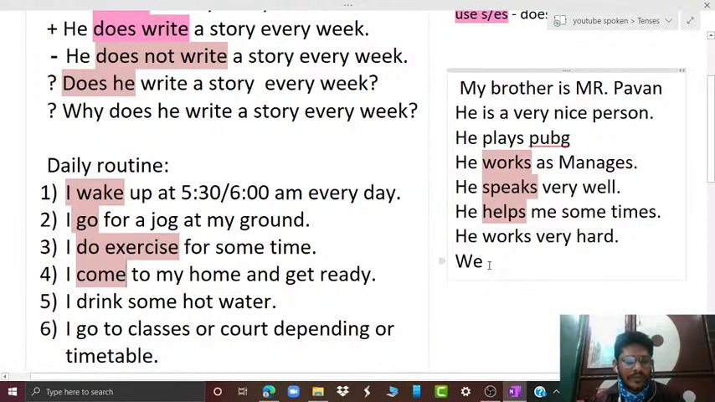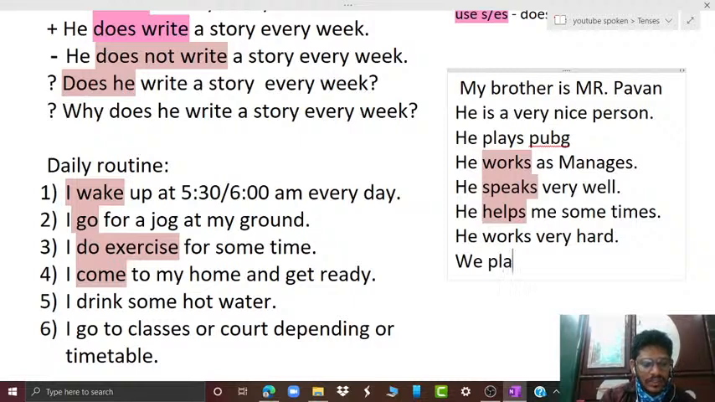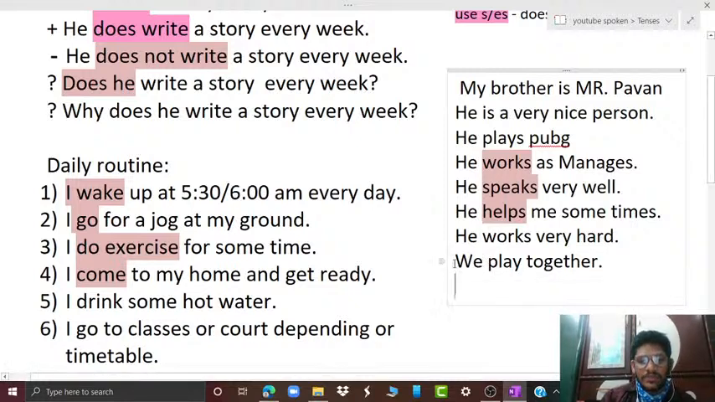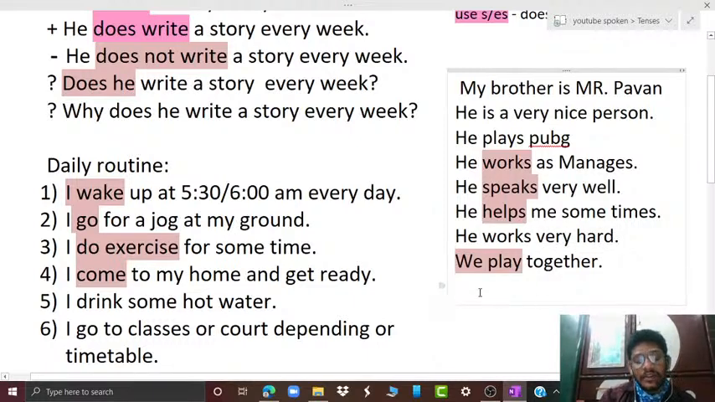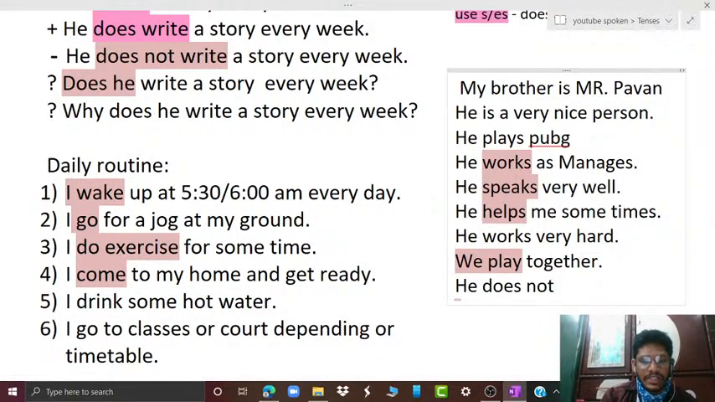Suppose you want to write negatively. Suppose when I use we, I use play. We play together. So when I use subject we, I do not write s or es. Are you observing that point? Then, he doesn't hurt others. He does not or doesn't hurt others. So are you getting the point? Whenever I write he, I use does not or doesn't.